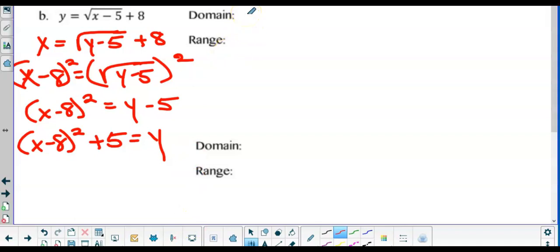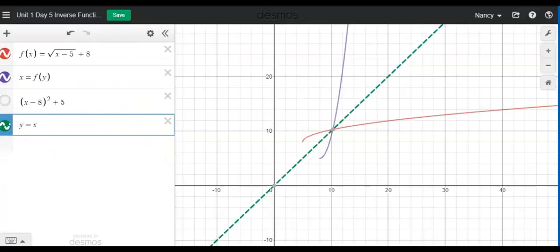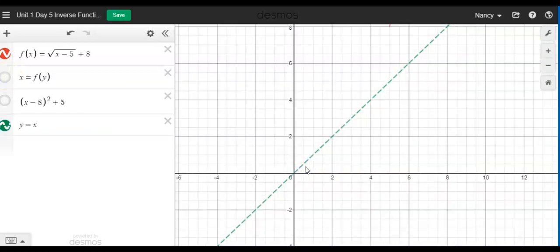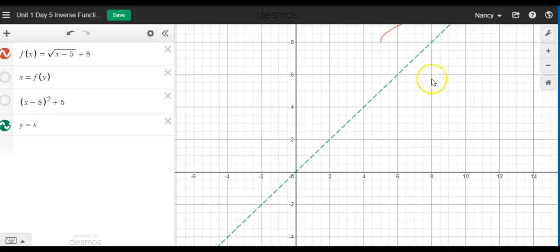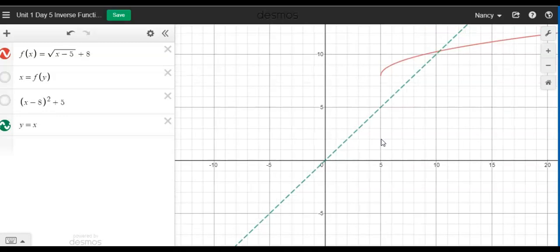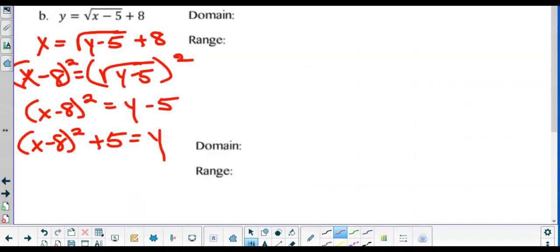So, domain for the first one starts at 5 and goes forever towards positive infinity. Sorry, my brain is done this afternoon. Okay, so it starts at 5, 5's included, positive infinity.